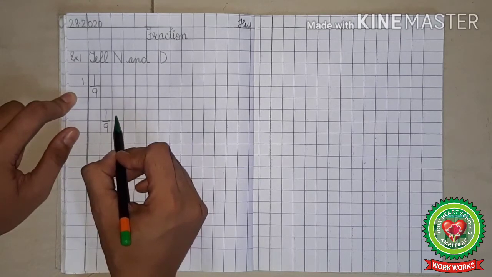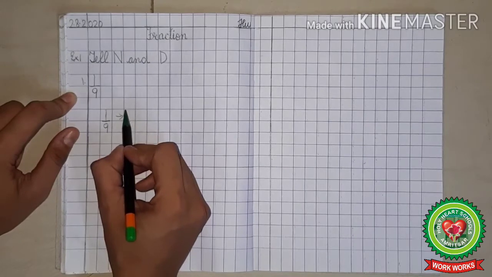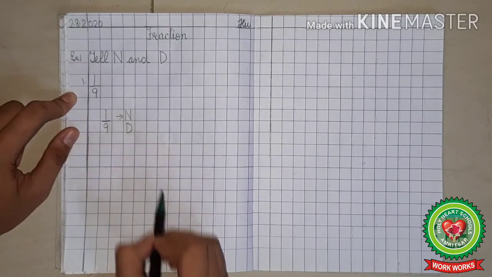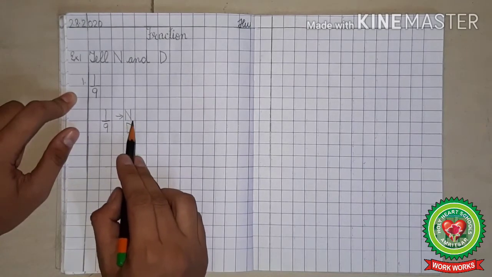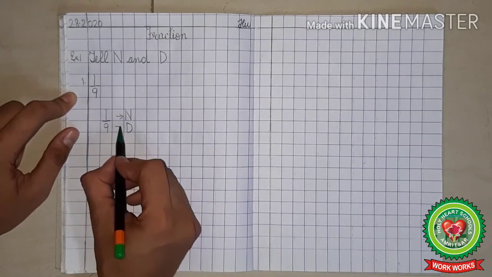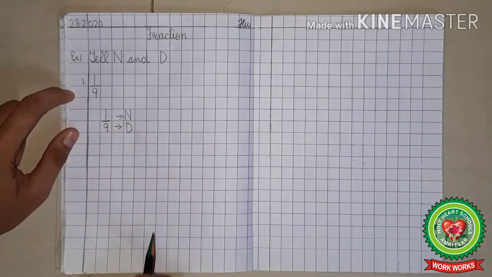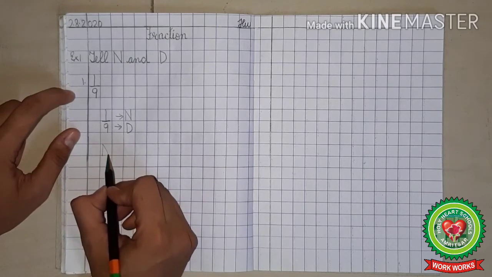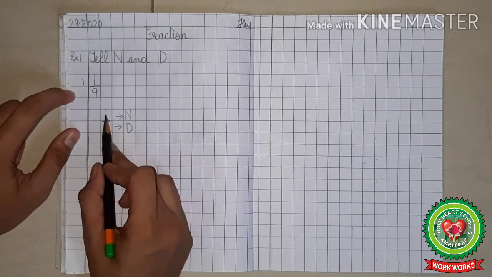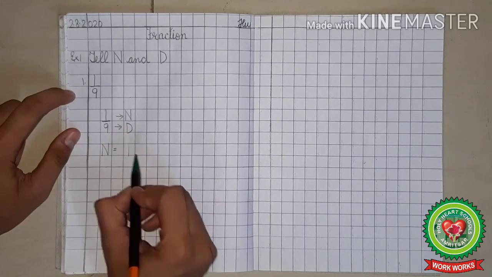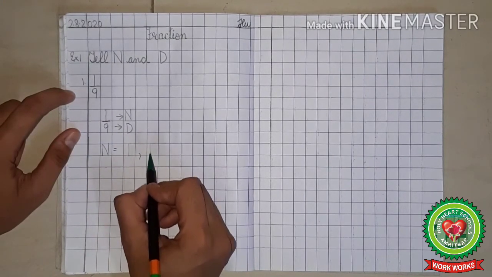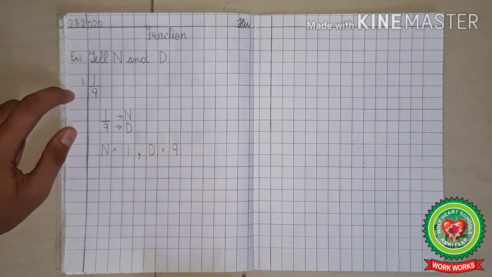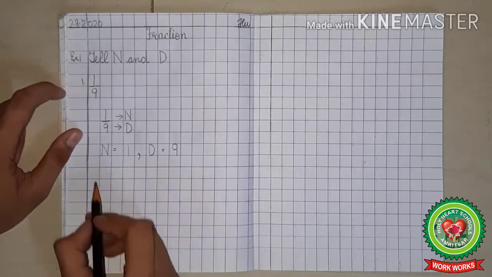Now put arrows. The upper number is numerator and the lower number is denominator. Children, you will not draw the line here because we are just telling what is numerator and what is denominator. Now this is simple. Again leave one line. N is equal to, what is N? Numerator 1. So write down 1. Put comma. What is denominator? 9. So write down like this. That's it. This is our exercise.